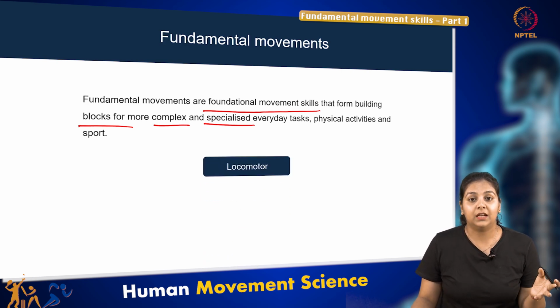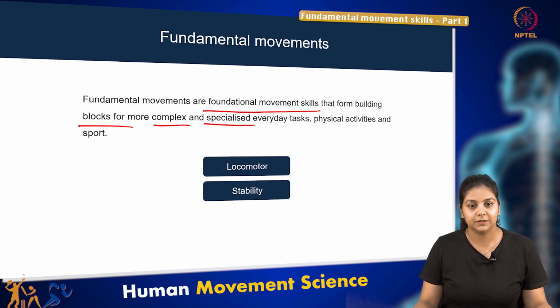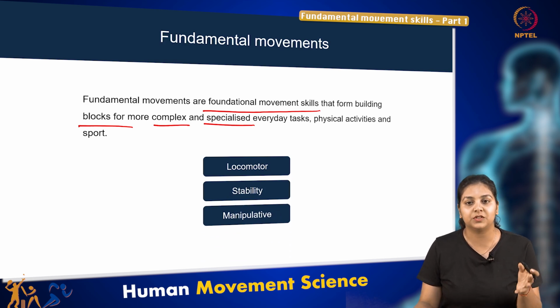These can be broadly categorized into three: locomotor, and we'll be looking at these in detail in the next few slides. You also have stability skills and you have manipulative skills. These names, as you can see, are self-explanatory as the words go in English.